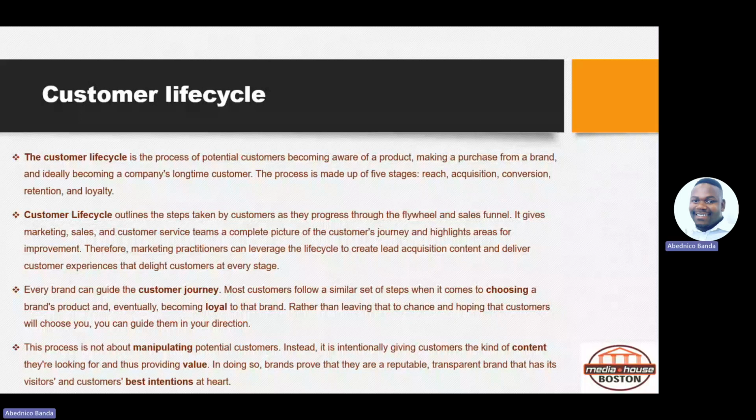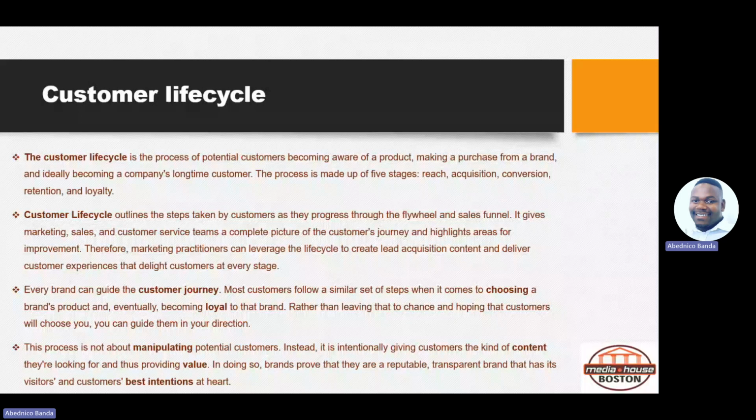Every brand can guide the customer journey. Most customers follow a similar set of steps when it comes to choosing a brand's product and eventually becoming loyal to that brand. Rather than leaving that to chance, you need to guide them in your direction, the same way we guide our partners. You cannot just leave it to chance that this person is going to understand me, okay? You need to try by all means to guide them so that at the end of the day, you are likable.